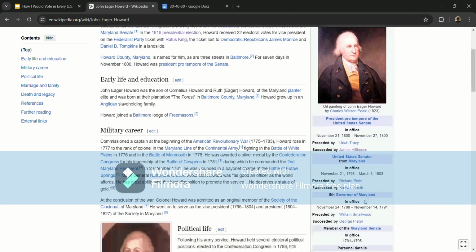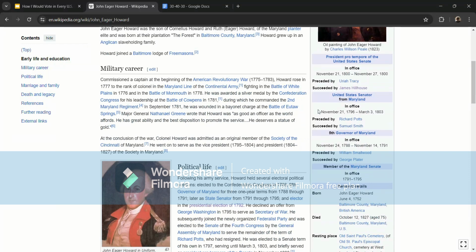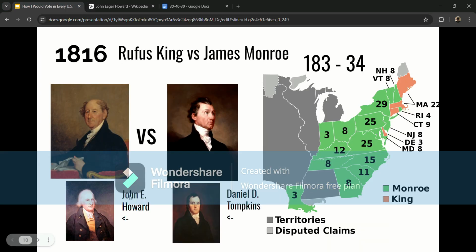John E. Howard was a senator from Maryland, but had not served in office for roughly 13 years, and was also governor of Maryland. So a little bit inexperienced for more modern touches, but not too bad. I don't think it comes as any surprise that I would vote for James Monroe here.